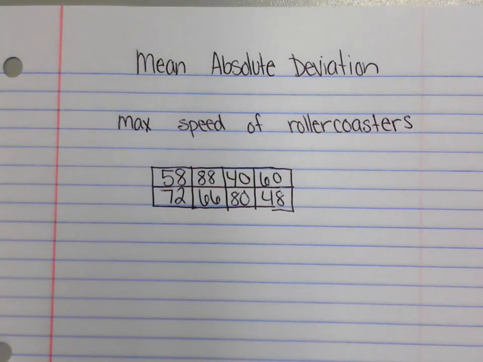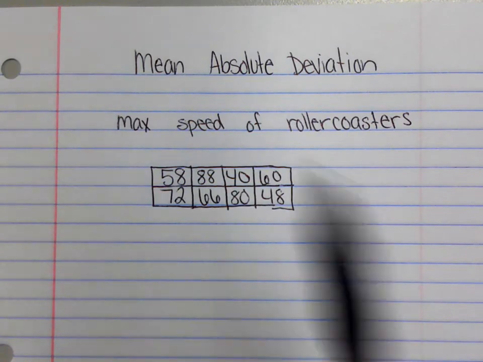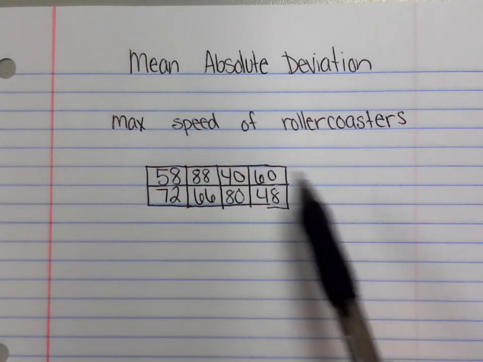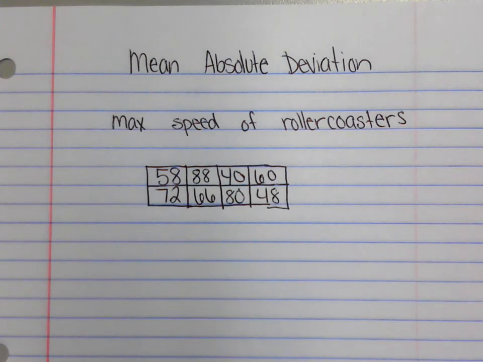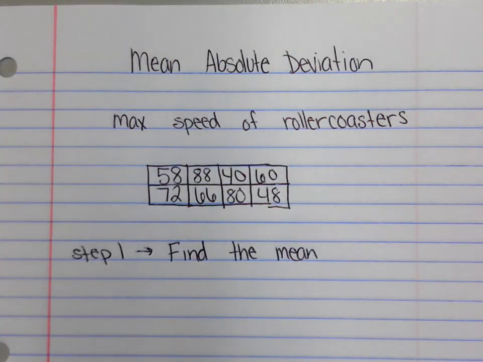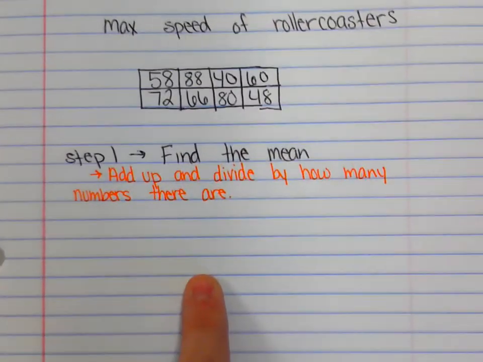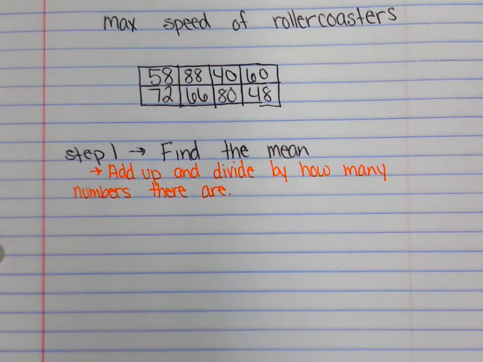It is the maximum speed of roller coasters. So it just means that some roller coaster goes a maximum of 58 miles an hour, 88, 40, 60, and so on and so forth. All right, step one is going to be find the mean. Now remember, the mean is the same thing as the average. And just your reminder of how to find the average right here, you add up all of your numbers and divide by how many numbers there are.